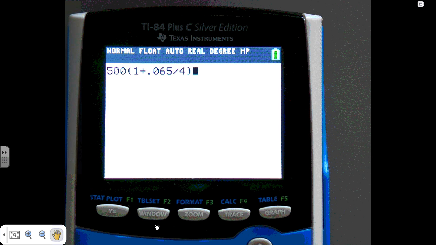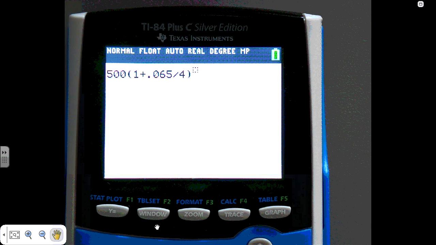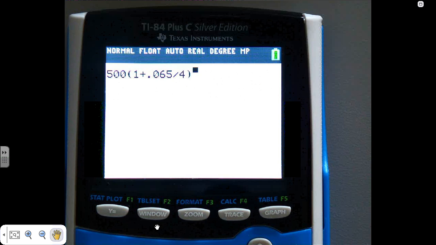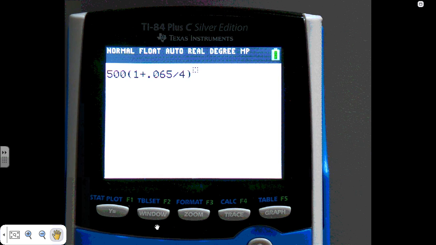Hold on. 6.5 divided by 4. 0.065. So remember, you have to turn the 6.5 into a decimal. Oh, yeah. Because remember, it's always your percent divided by 100. Guys, I'm going to hit the caret key on my calculator. But notice on my calculator, it doesn't put the caret in there. What happened to my screen when I hit caret? It went up to the exponent.